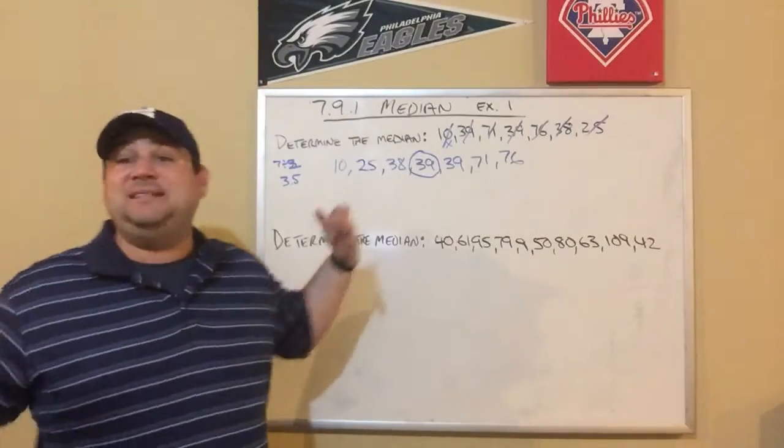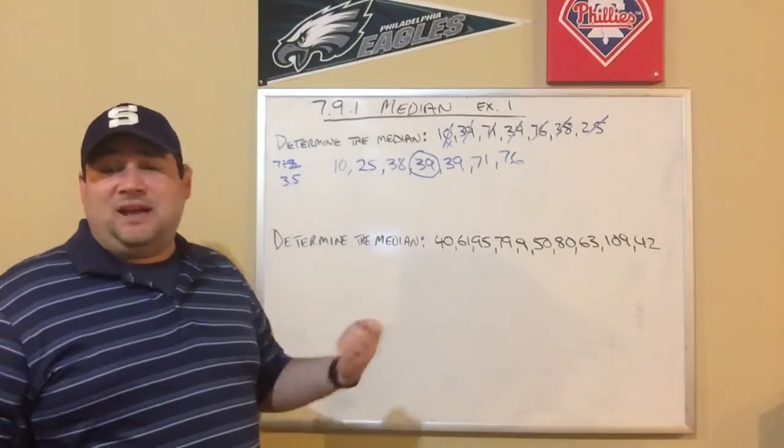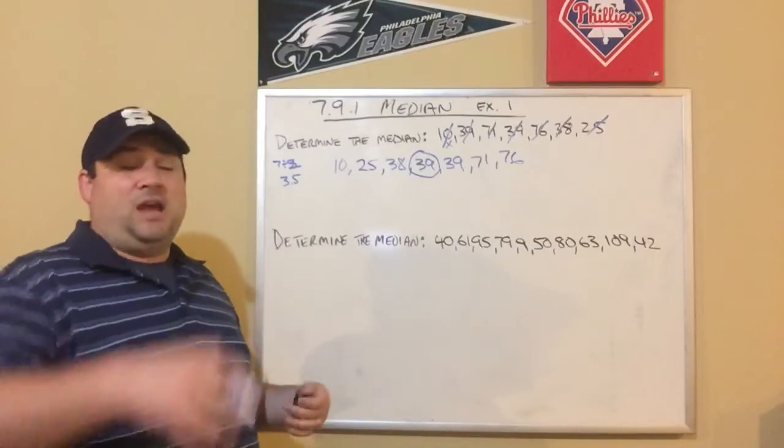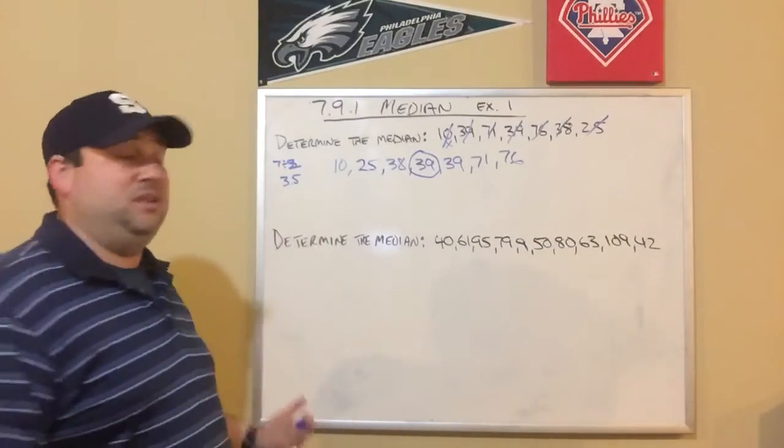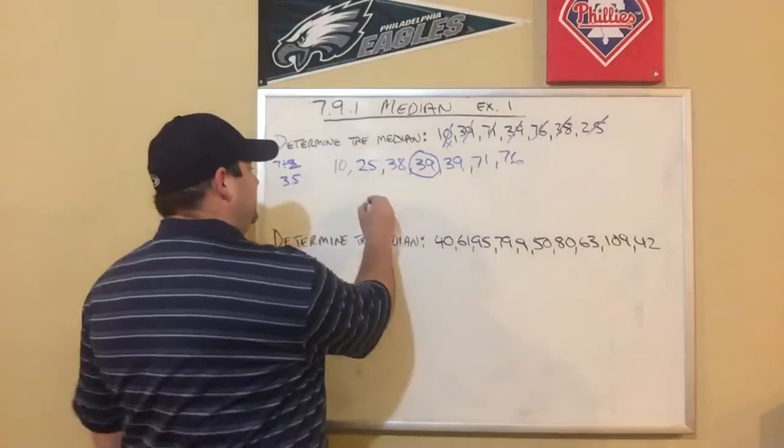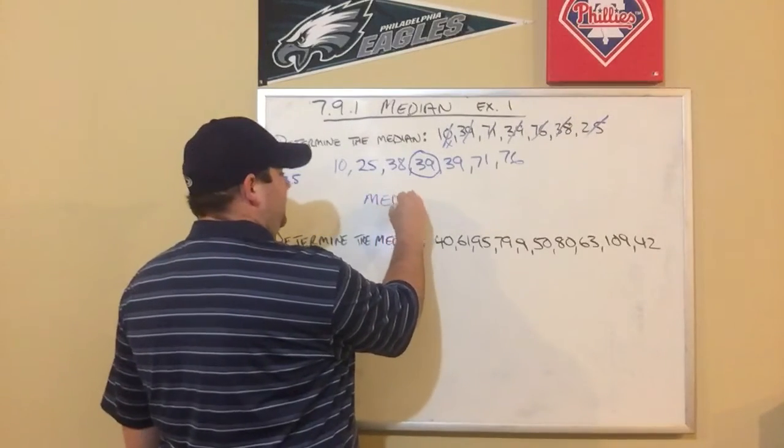So let's say there were 19 total numbers. 19 divided by 2 is 9.5. So I go up to 10. So the 10th number would be the middle number. So our median in this case is 39.